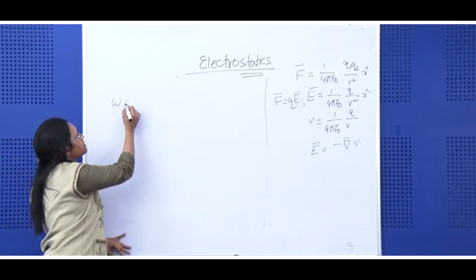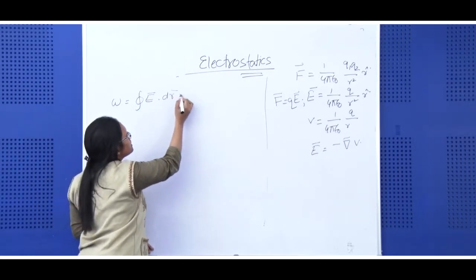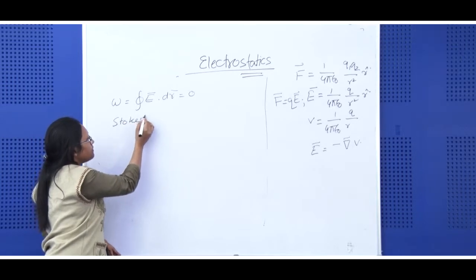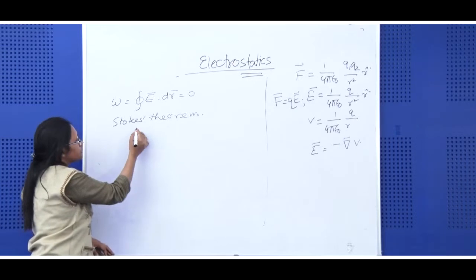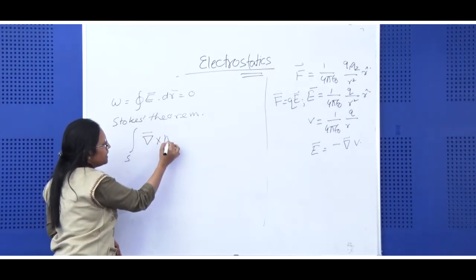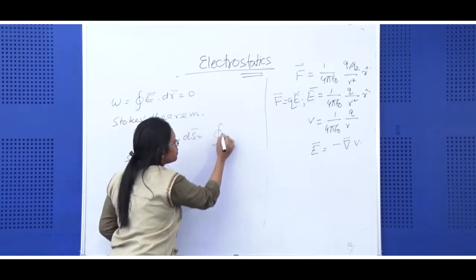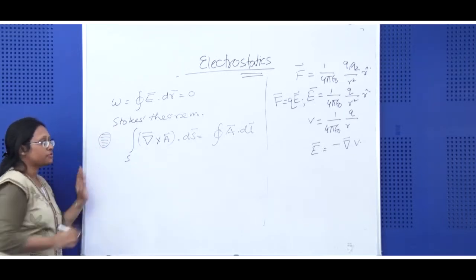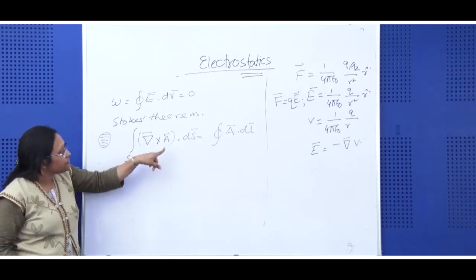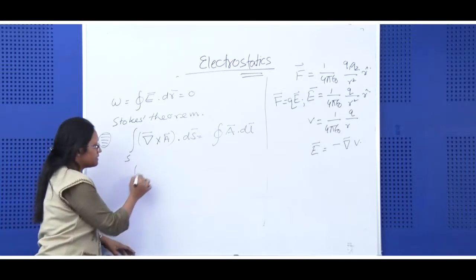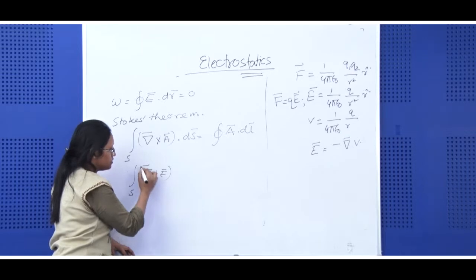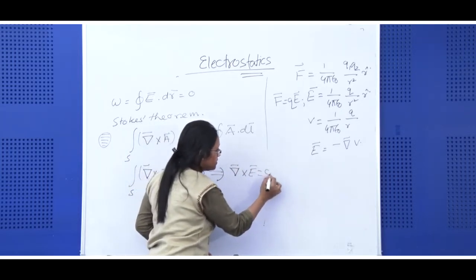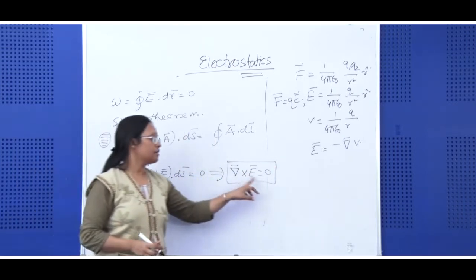Now with this result we will apply Stokes theorem. For a conservative force we get the work done over a closed path equal to 0. What is Stokes theorem? Stokes theorem is that the surface integration of curl of A dot ds is equal to the closed line integration of A dot dl, because if we consider a closed line, it always encloses some surface. So we can convert from closed line integration to surface integration. Now see, if we apply Stokes theorem to this equation, what we will get? We will get the surface integration of curl of E dot ds equal to 0, which implies that curl of E is equal to 0.